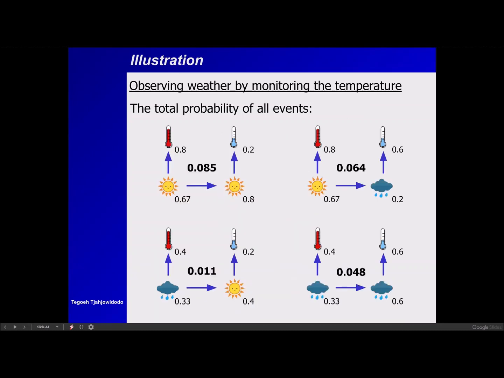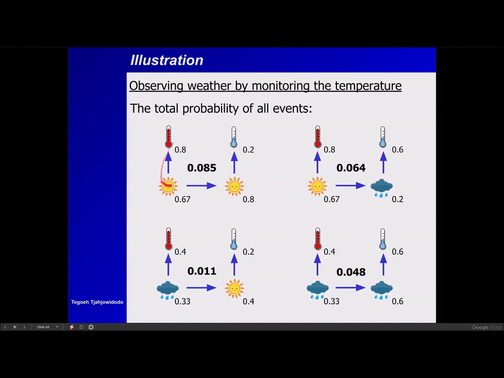Then we have to calculate the same thing for the remaining three scenarios, having sunny, sunny, rainy, sunny, and rainy, rainy. I have already calculated. Please try it by yourself. Check it. How did I come up with these four numbers? 0.064 is the one that we just calculated before. You can try it by yourself for the other three. In case I also made a mistake, you can check it by yourself.